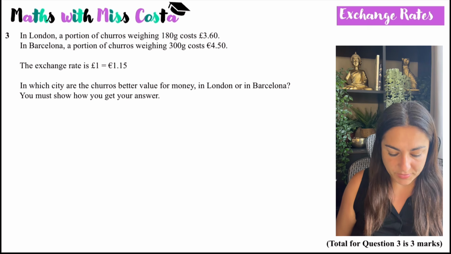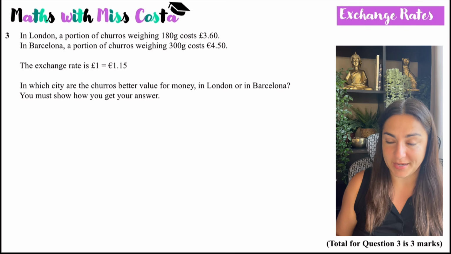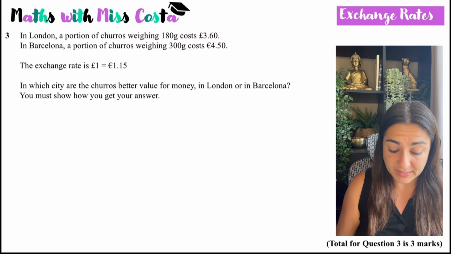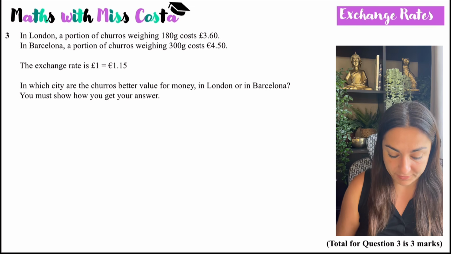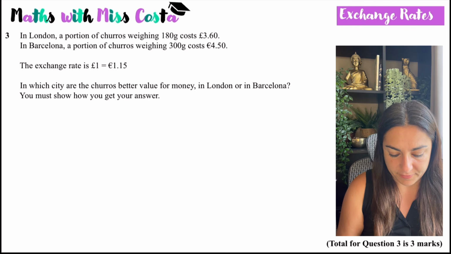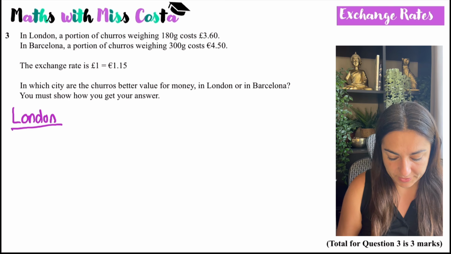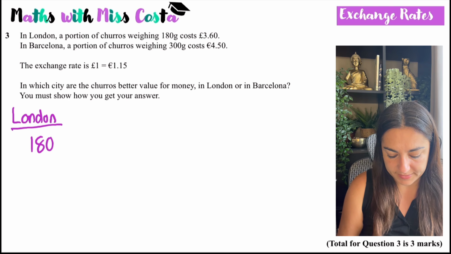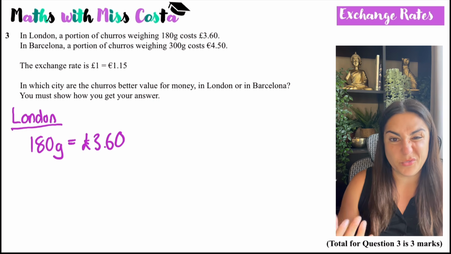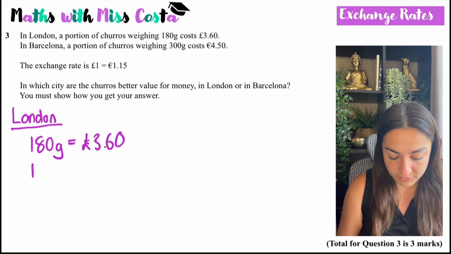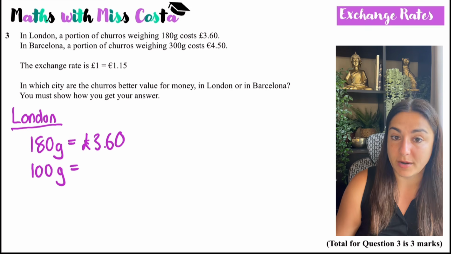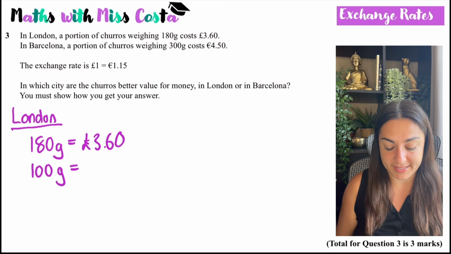So in London, a portion of churros weighing 180 grams costs £3.60. In Barcelona, a portion of churros weighing 300 grams costs €4.50. So let's just start by figuring out what the costs are in London. So in London, 180 grams costs £3.60. So what would be a really good comparison was maybe if I figured out what 100 grams cost, because then if I know what 100 grams cost in London and Barcelona, I can directly compare them.